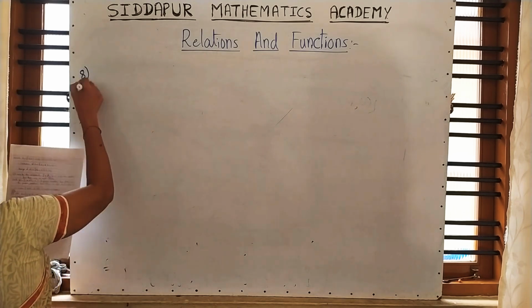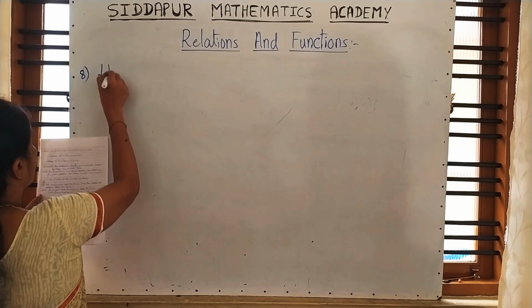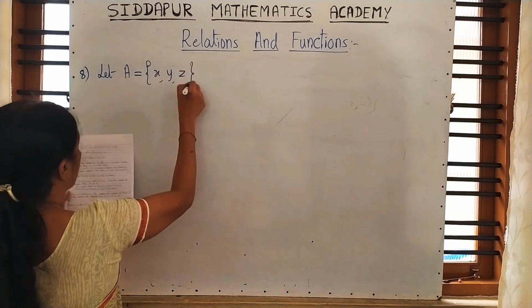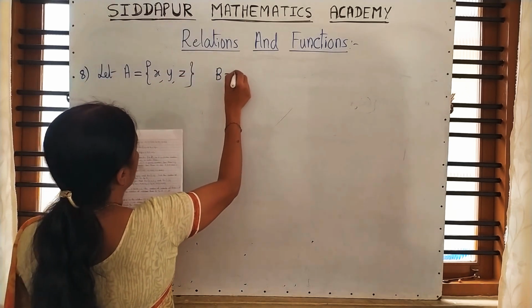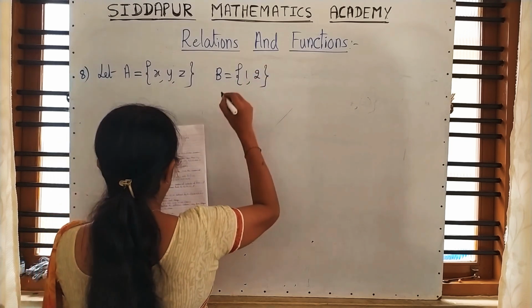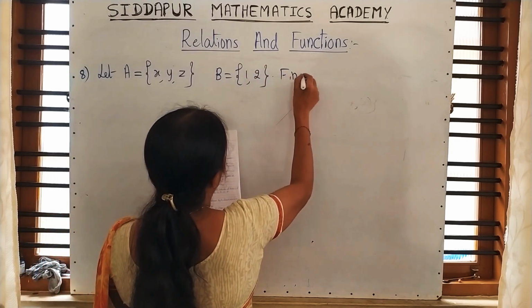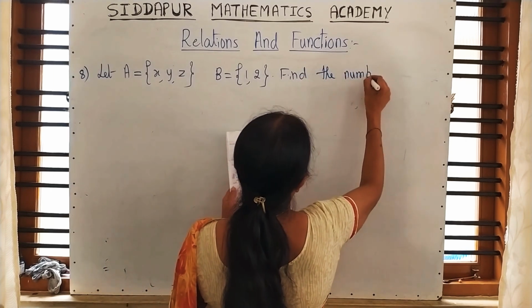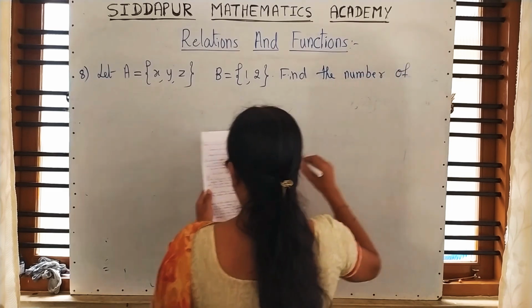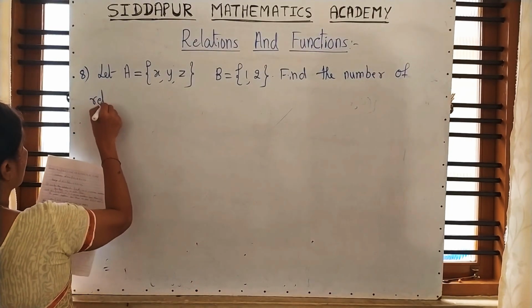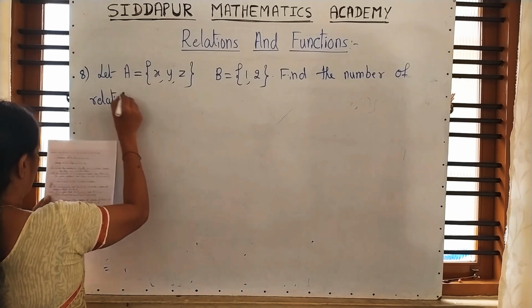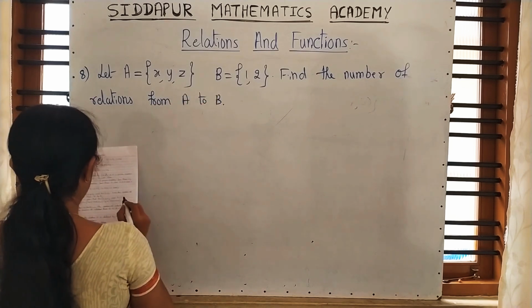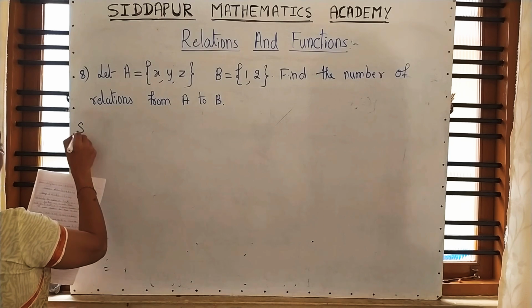Eighth question. Let A = {x, y, z} and B = {1, 2}. Find the number of relations from A to B. So already we are familiar with the formula.